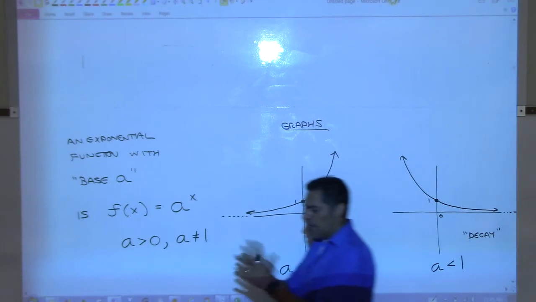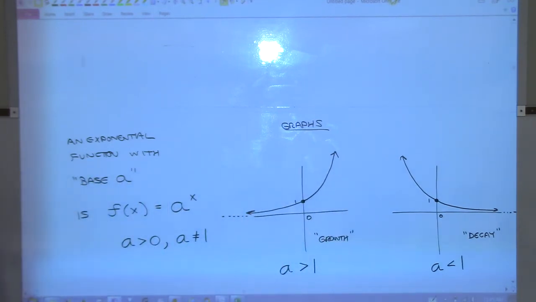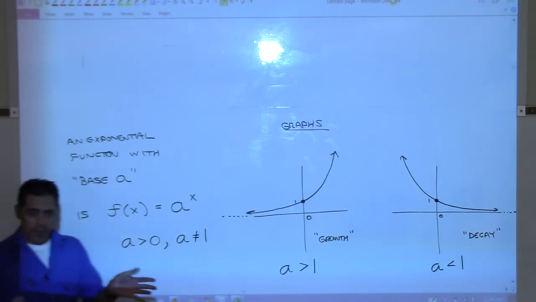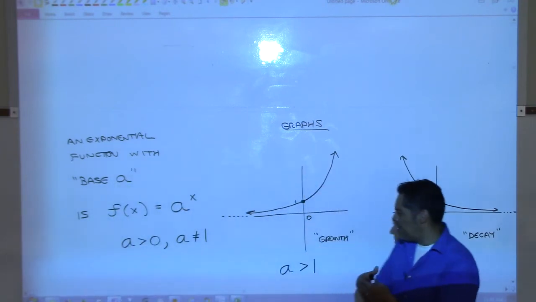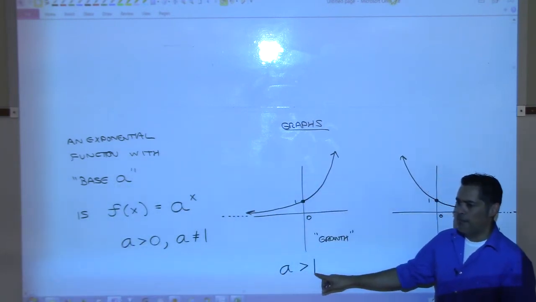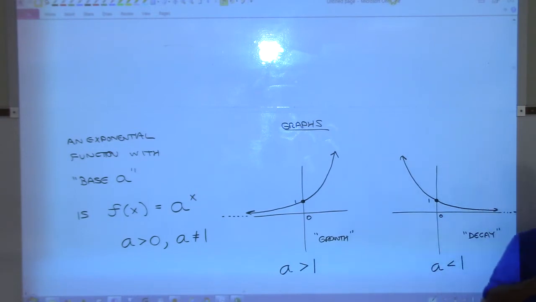So when I was folding the paper and getting the rectangles, was that exponential growth or decay? When I was folding, what was our base? The base was 2, wasn't it? When I was folding, not cutting, folding, the base was 2. 2 is bigger than 1. That's growth, all right? I was getting a lot more rectangles as I folded more, right?